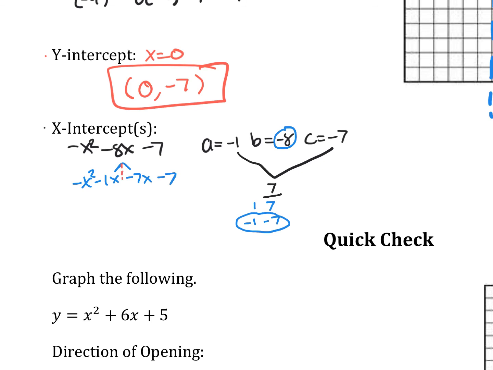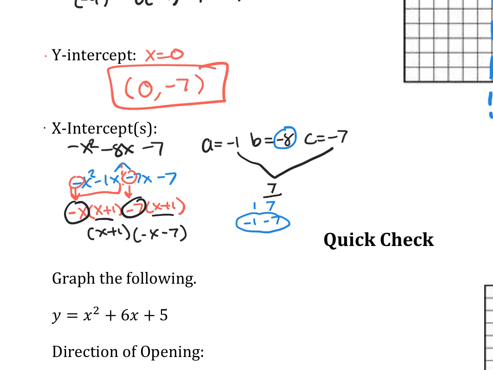Then we split our problem in half and do greatest common factor. Always carry down the signs that are out in front there. Bring down that middle sign. So I have x plus 1 as one of my factors, and negative x minus 7 as a second factor. Set them both equal to 0, solve for x. And I get x equals negative 1 and x equals negative 7.